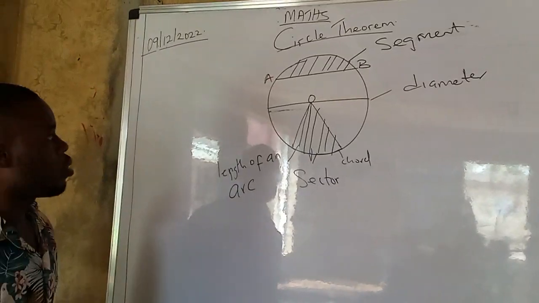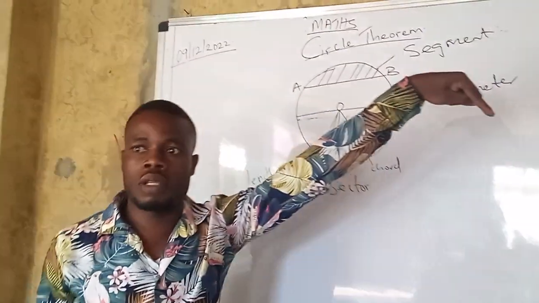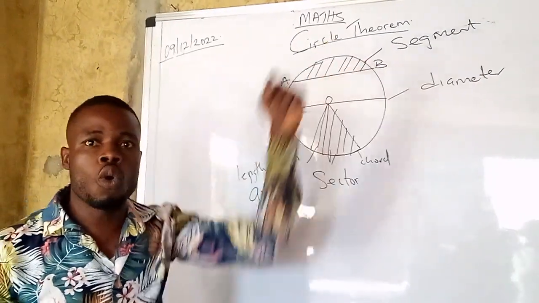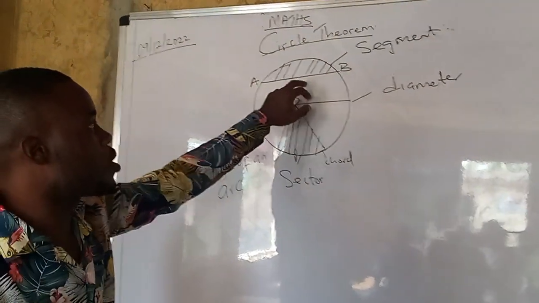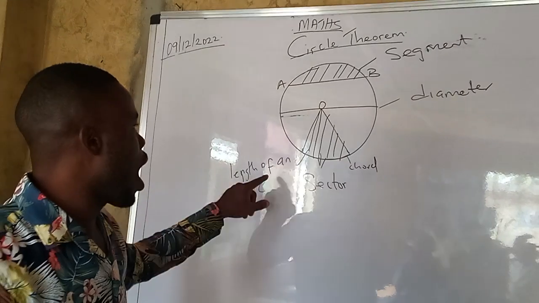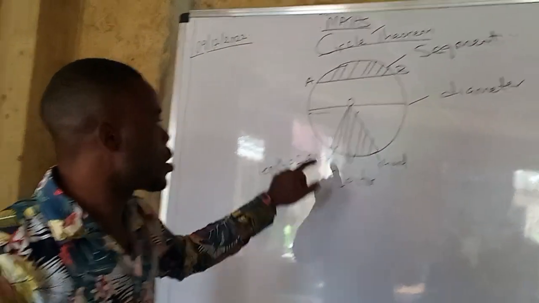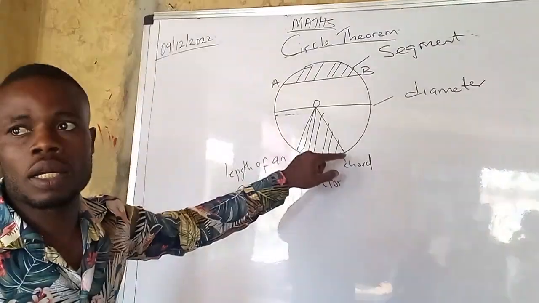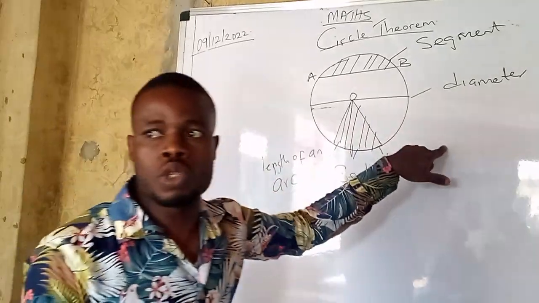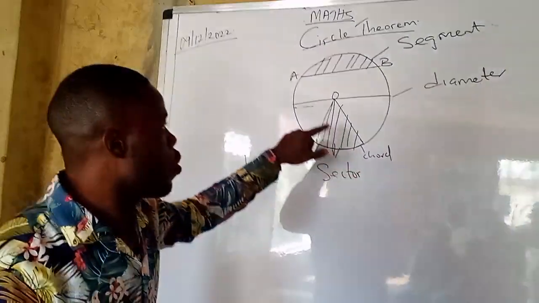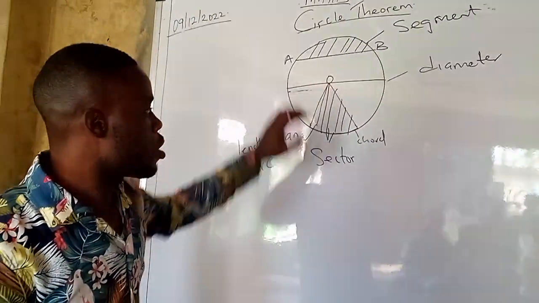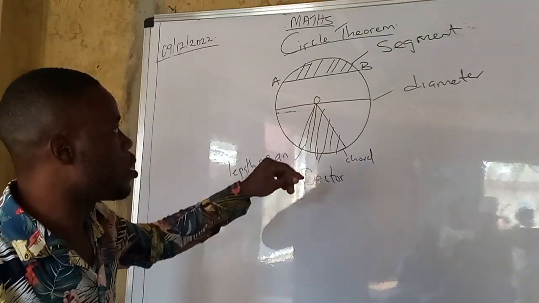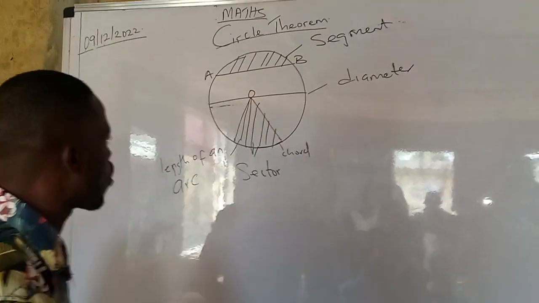Don't forget the line that crosses the circle is known as diameter, while from A to B is segment. Then we have the arc, the length of an arc. This is 1 radius and this is 2 radius. So when the arc is being shaded, it is called sector. Don't forget. So with this, we'll be using it on rule 1.